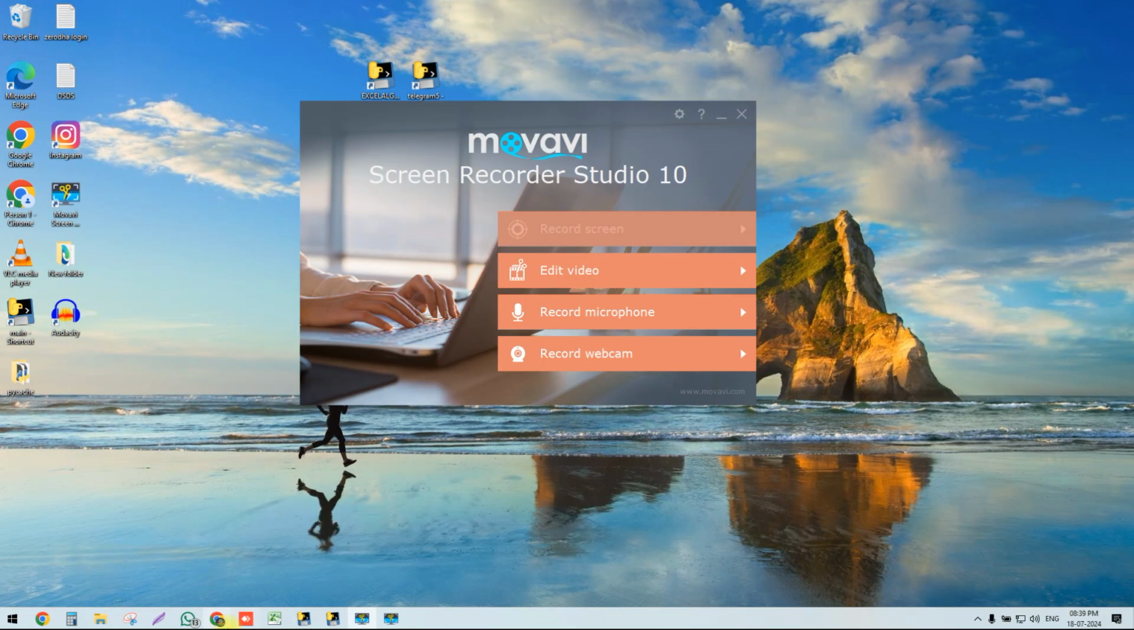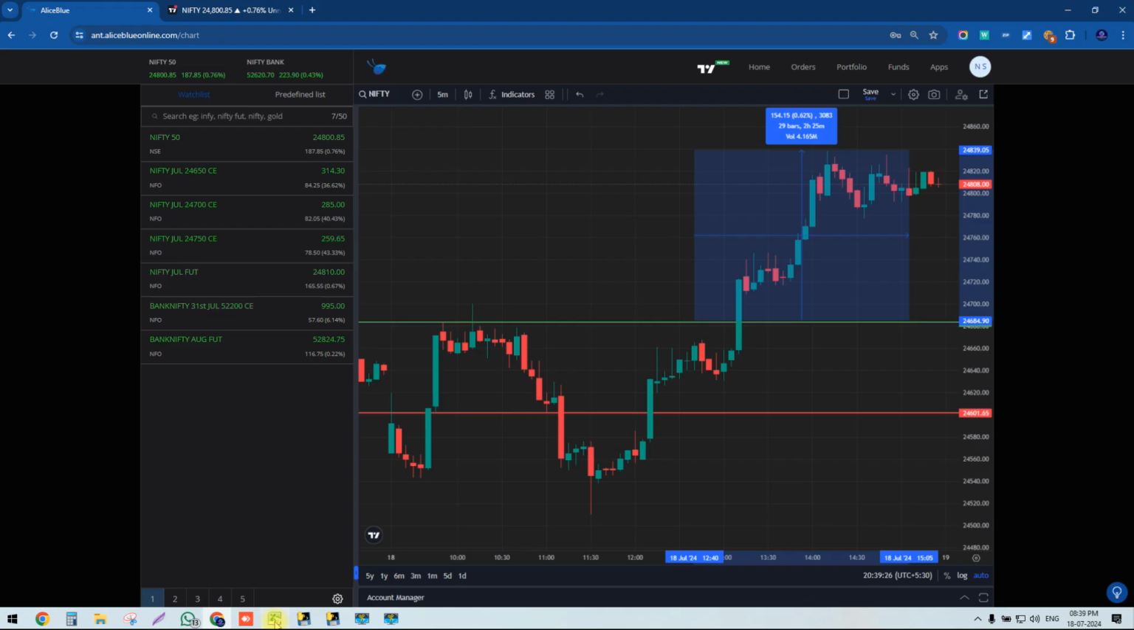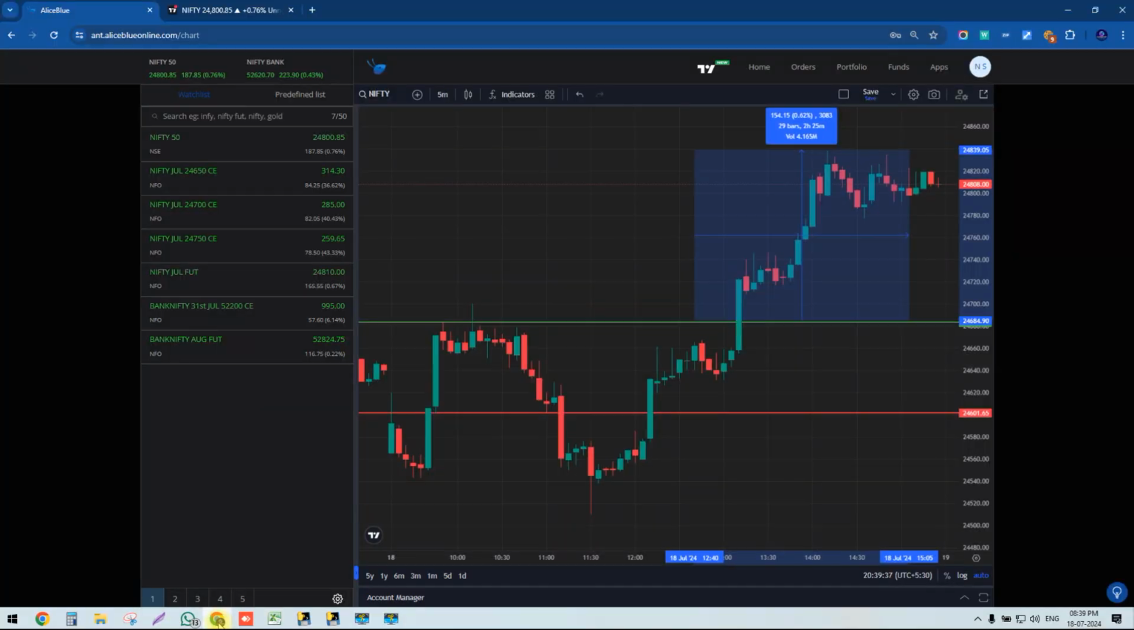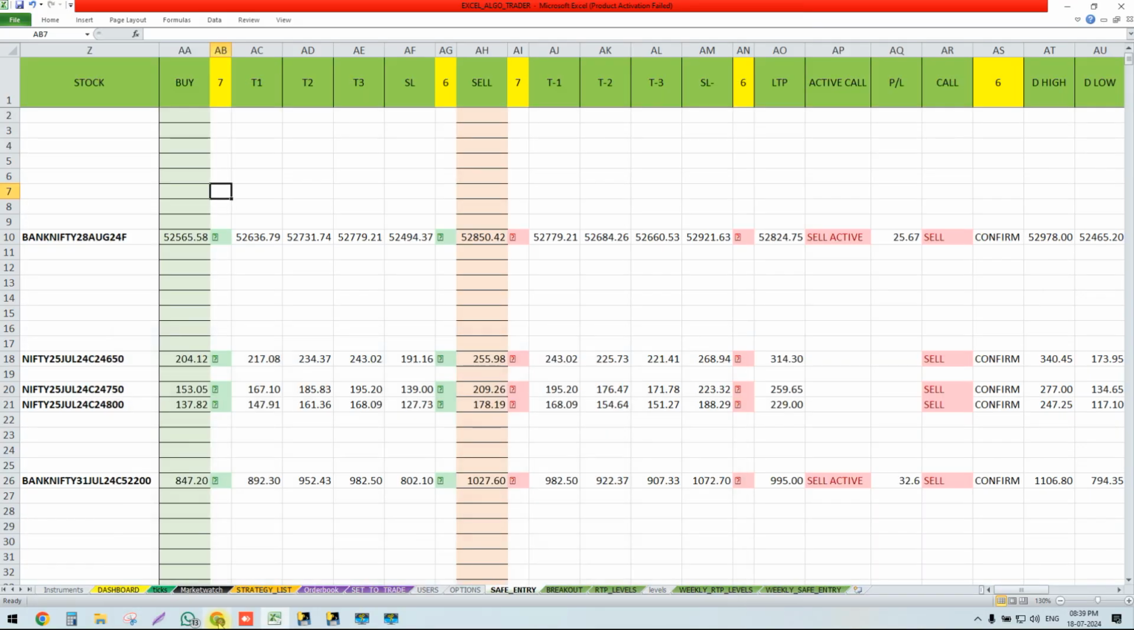Okay, let's see Bank Nifty August 24 future option. In futures we'll see. Let's see our Bank Nifty in safe entry strategy, how it works. You can see here 52 August future. Let's see how our safe entry strategy worked in Bank Nifty futures. Buy was generated at 52,565.